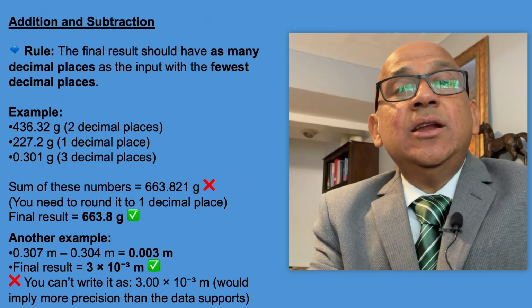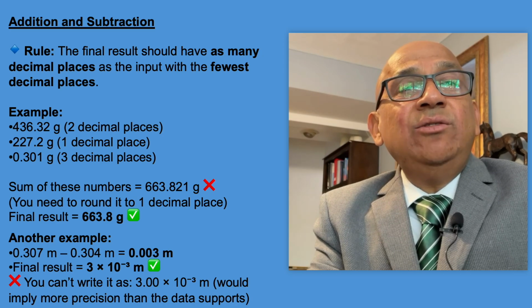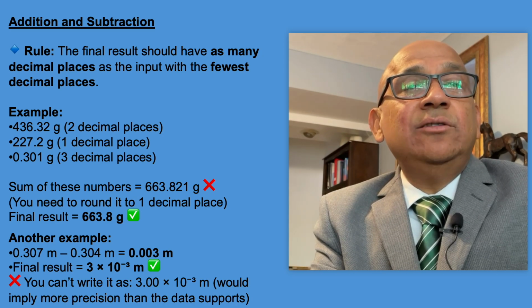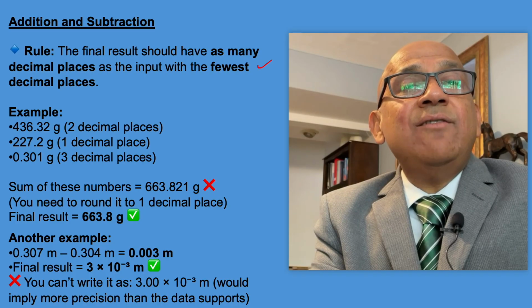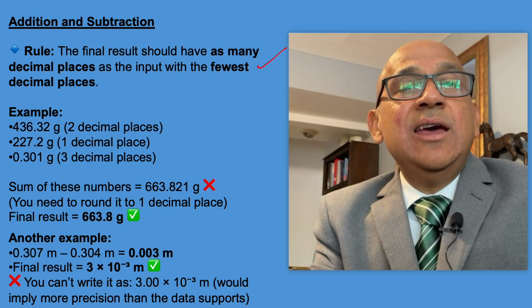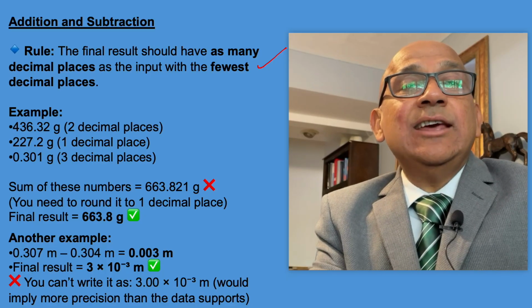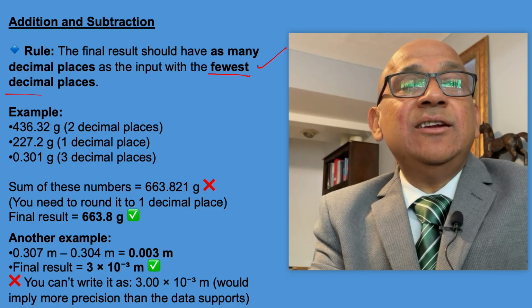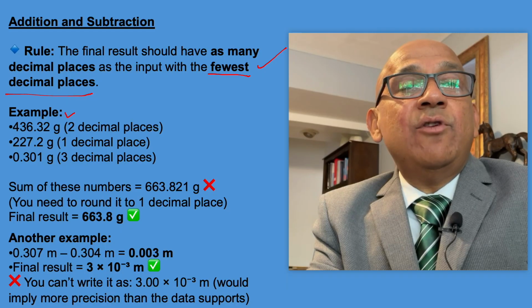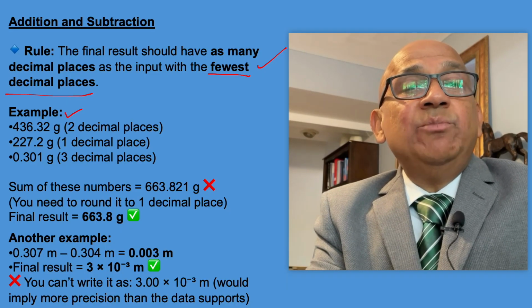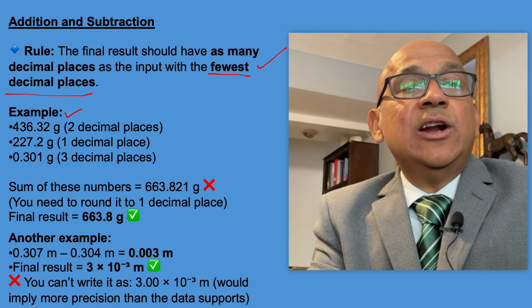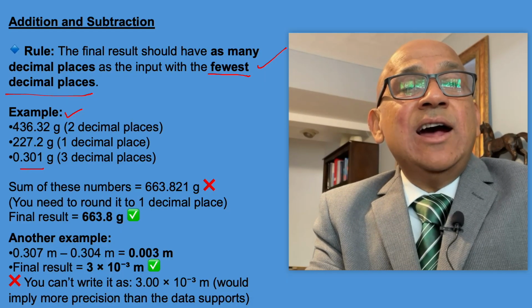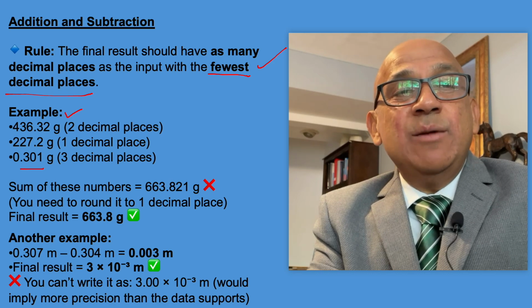Now coming to addition and subtraction. In the case of addition and subtraction, the rule is the final result should have as many decimal places as the input with the fewest decimal places. We will understand this rule again with the following example. Suppose you have three numbers. The first one is 436.32 gram, the second is 227.2 gram, and the third one is 0.301 gram. And you are asked to sum all these numbers.